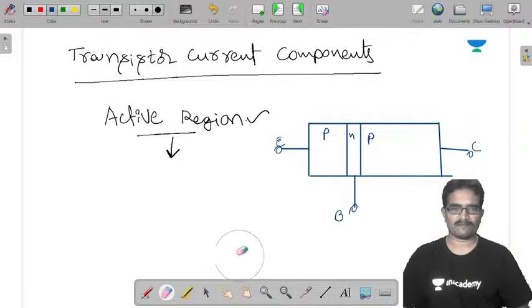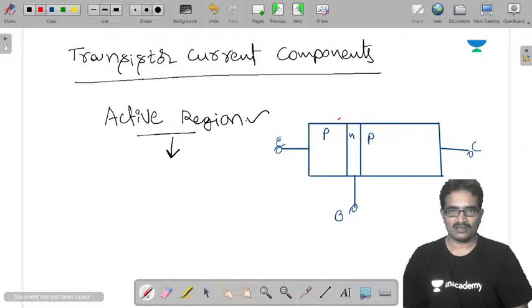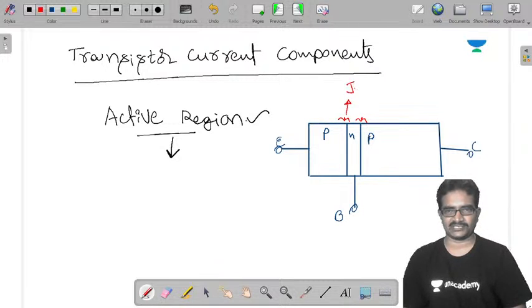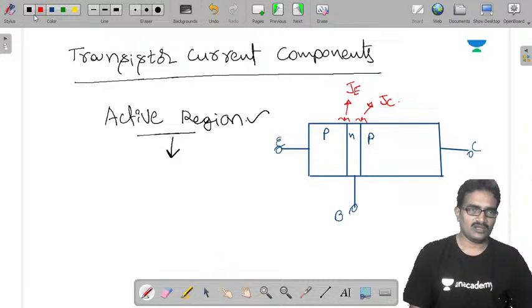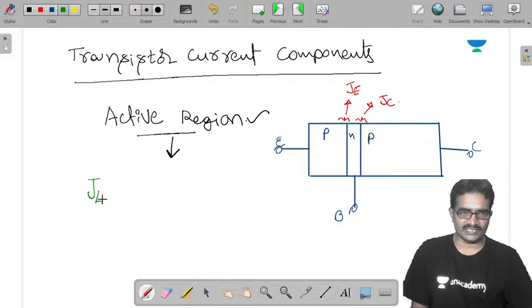You observed or not? Here there is one PN junction, and another PN junction, so two PN junctions are there. The first PN junction is between emitter and base, the second PN junction is between collector and base. Simply, I call this one the emitter junction and this one the collector junction. Two junctions. Whatever the junction between base and emitter, we call it the emitter junction.